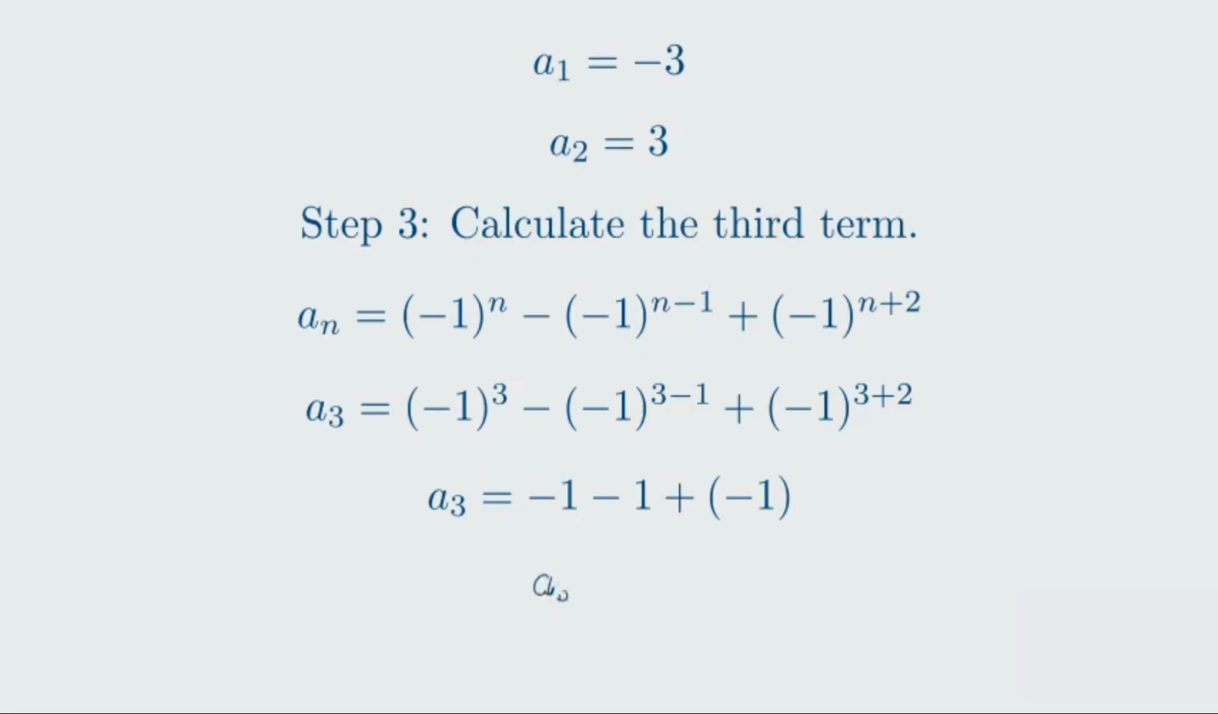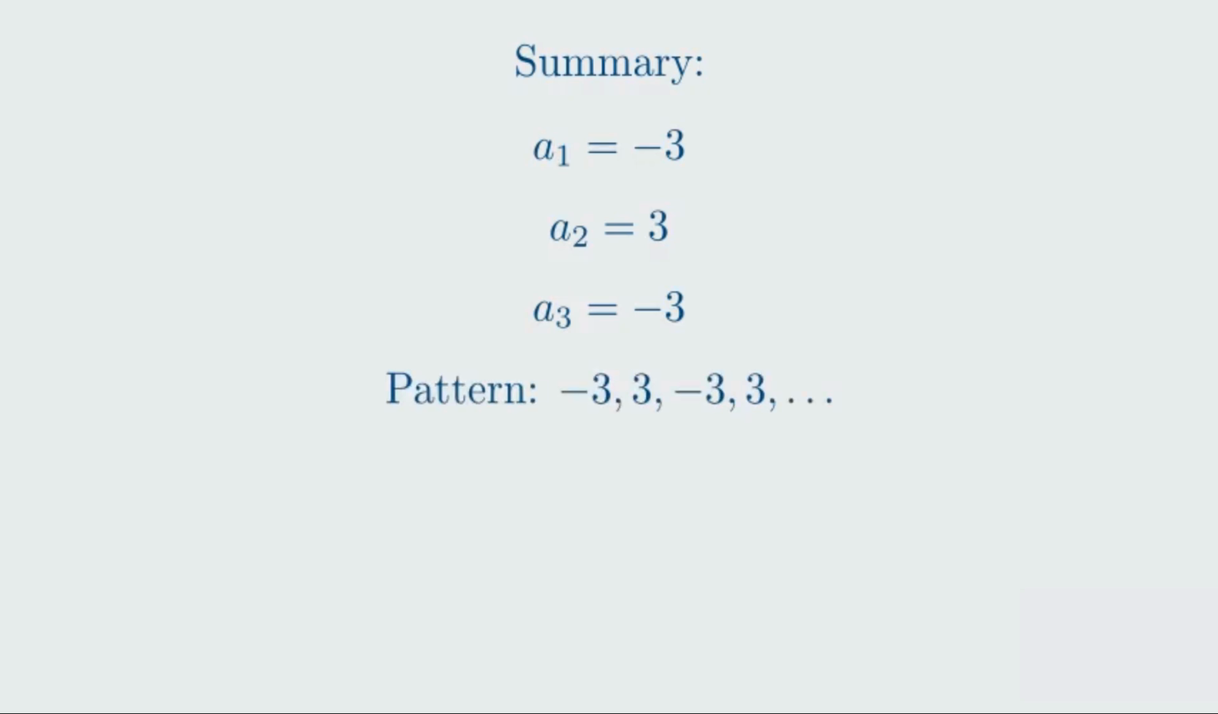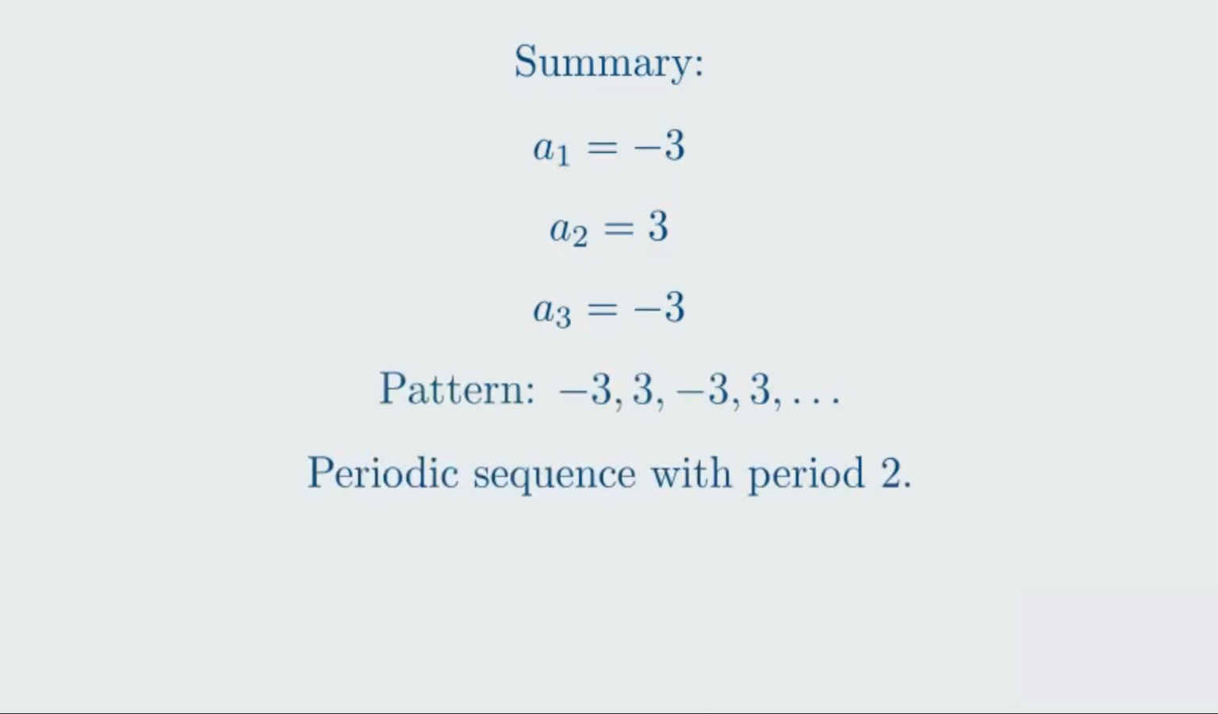Let's summarize what we have so far. A sub 1 is -3, a sub 2 is 3, and a sub 3 is -3. Do you see a pattern emerging? The terms are alternating between -3 and 3. This is a periodic sequence with a period of 2. The terms will repeat this pattern indefinitely. So, we found a key insight. The sequence is periodic. Now, how does this help us with the sum of the first 39 terms?